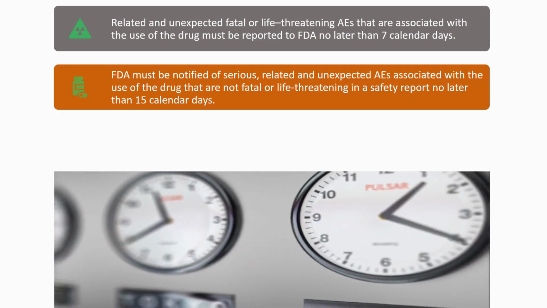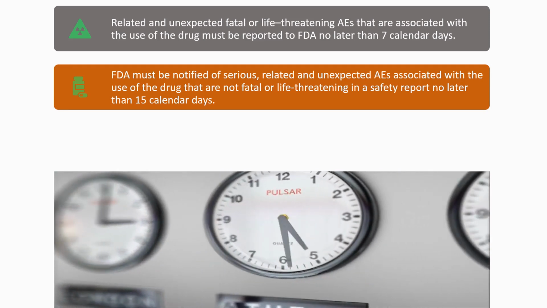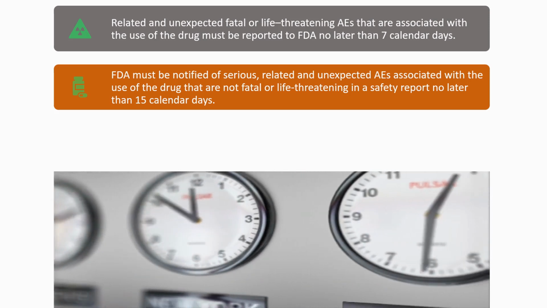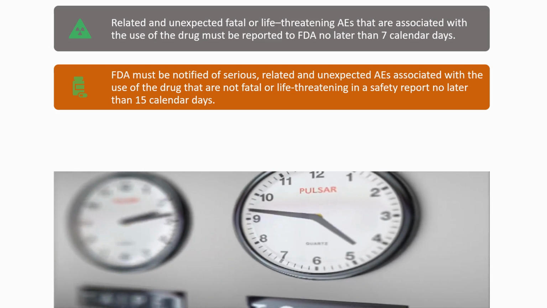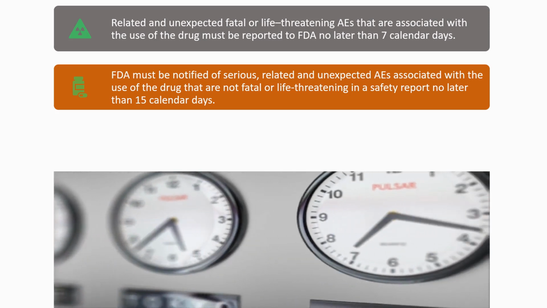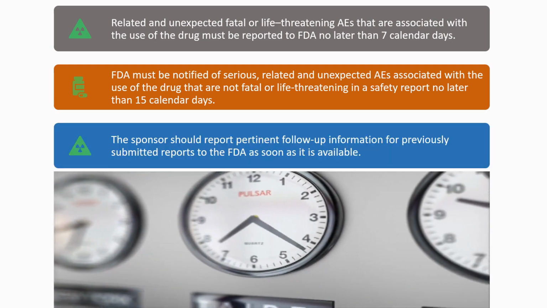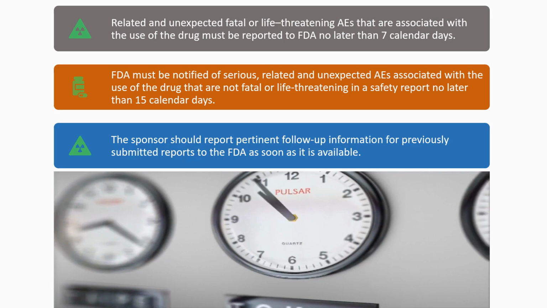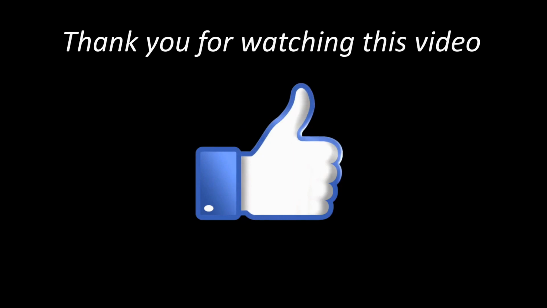FDA must be notified of serious, related, and unexpected adverse events associated with the use of drugs that are not fatal or life-threatening in a written safety report no later than 15 calendar days after the sponsor learns about the event. The sponsor should report pertinent follow-up information for previously submitted reports to the FDA as soon as it is available.